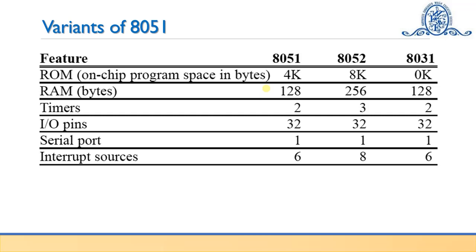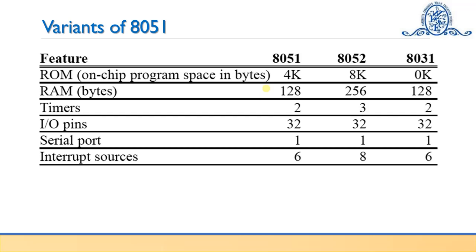From Intel also, you have three variants: 8051, 8052, 8031. And these are the differences. Basically the ROM is different in each case. For 8051 it is 4K, for 8052 it is 8K, for 8031 it is 0. So it is the ROM-less microcontroller. Then RAM in bytes is 128 bytes in 8051, 256 bytes in 8052, and 128 in 8031.